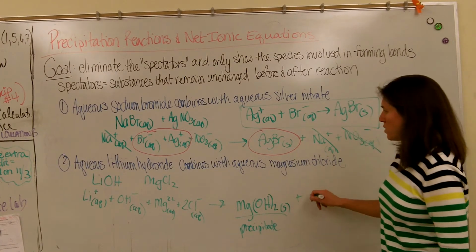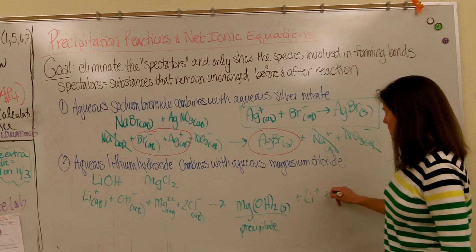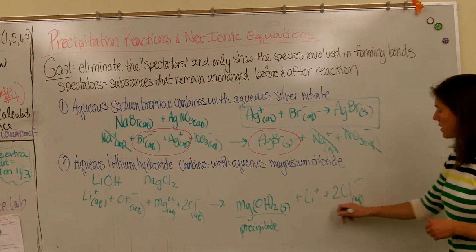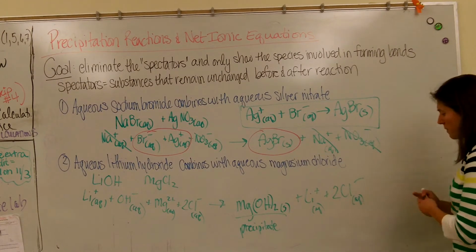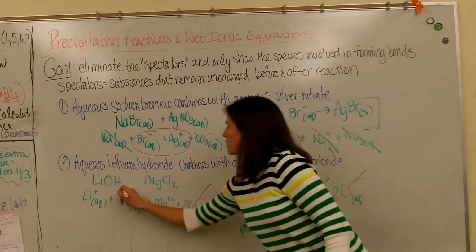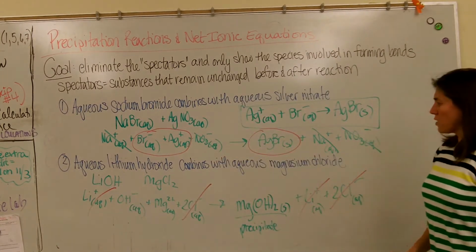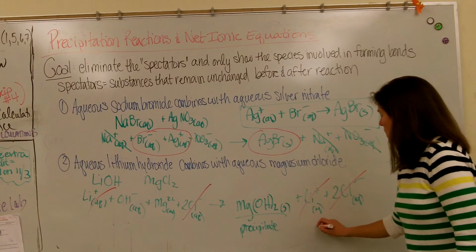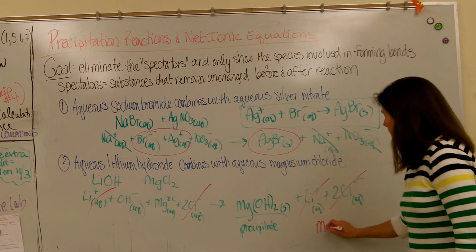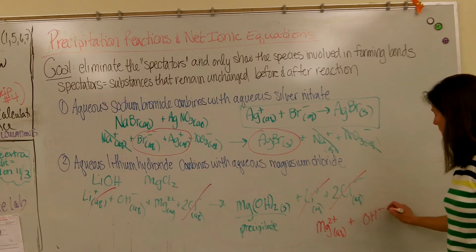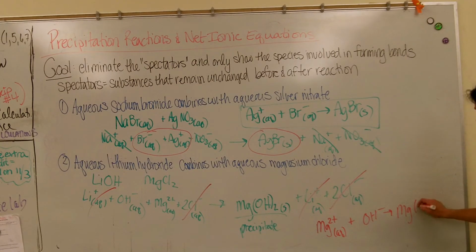Still hanging out in solution are some lithium ions and some chloride ions, and they are just spectators. Notice how they look exactly the same before and after. So I want to eliminate those spectator ions. Okay, so my final reaction is going to look like this. It's aqueous magnesium ions coming together with hydroxide ions to form this magnesium hydroxide solid.